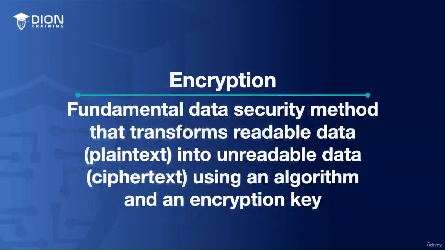Second, encryption. Encryption is a fundamental data security method that transforms readable data, plain text, into unreadable data or ciphertext using an algorithm and an encryption key. Only those with the corresponding decryption key can revert the data back to its original form. Encryption is crucial for protecting data at rest and data in transit.